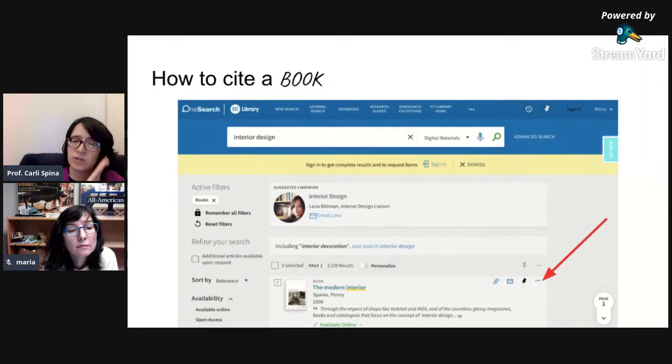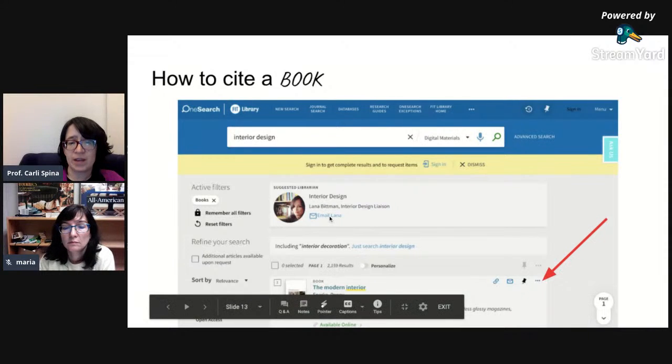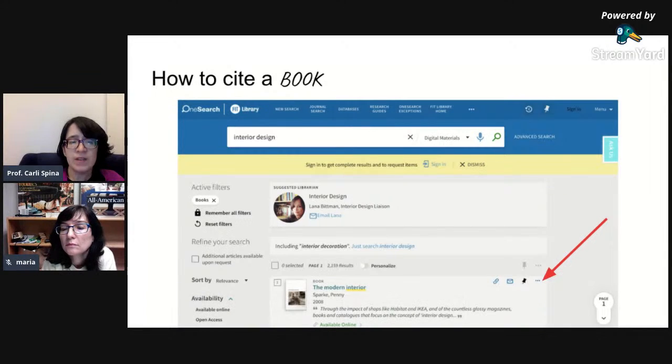So the first way that you can get library help is that for some of our departments and keywords that people search, you're actually going to come up with a suggested librarian. So if you're working on interior design and you have questions about the research or the citations, you can use this functionality to email Lana, who is our liaison to interior design, and she will either respond to you or pass your question on to the right person so that you can get help that way from the library.